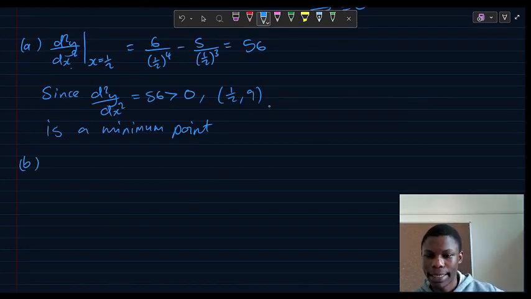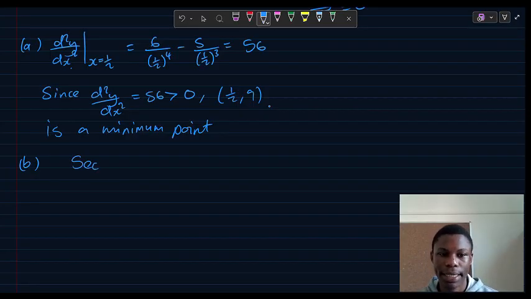And part B says find the equation of the curve. 7 marks. That's a hell of a question. Okay. So we're starting with the second derivative. Just write d squared y dx squared. We're starting with the second derivative, d squared y dx squared.